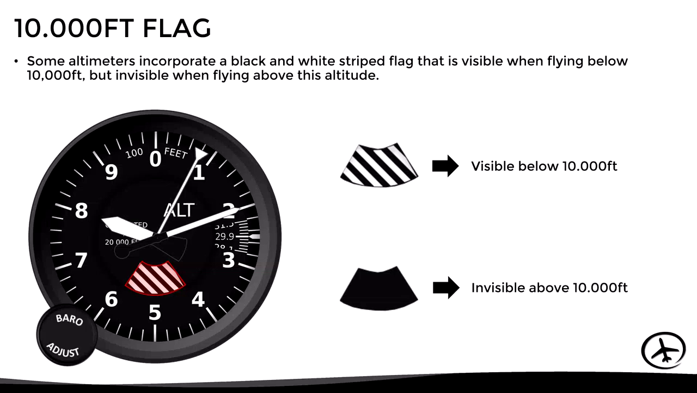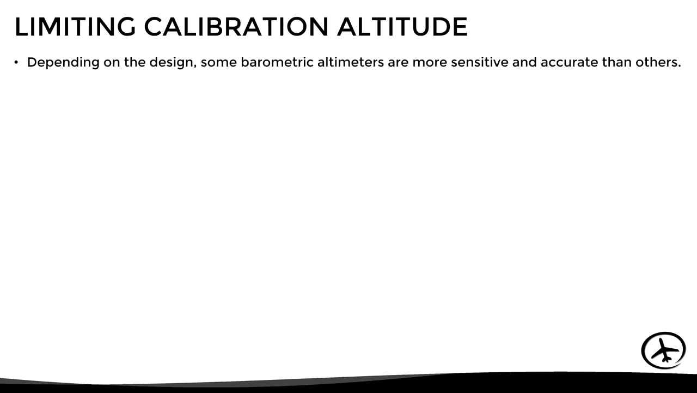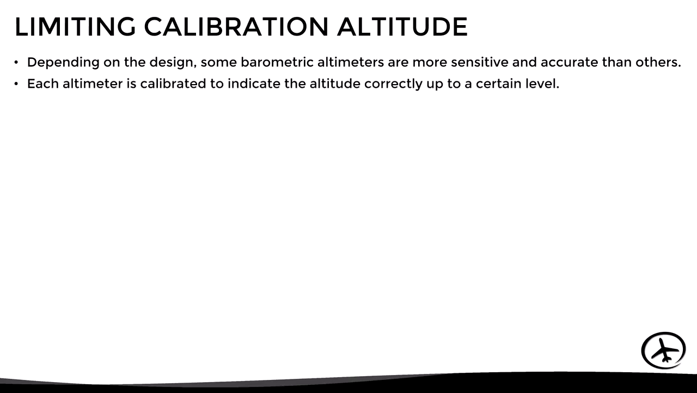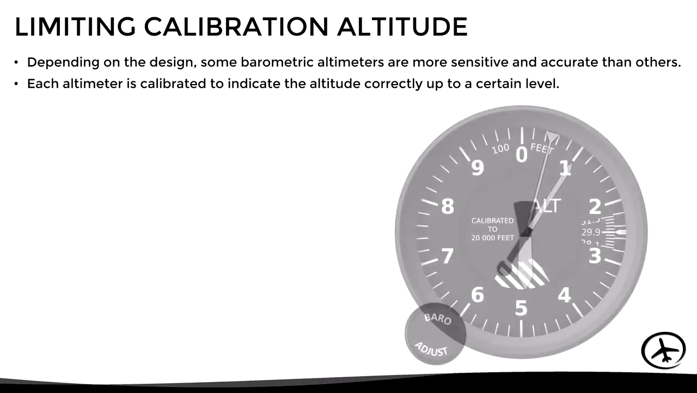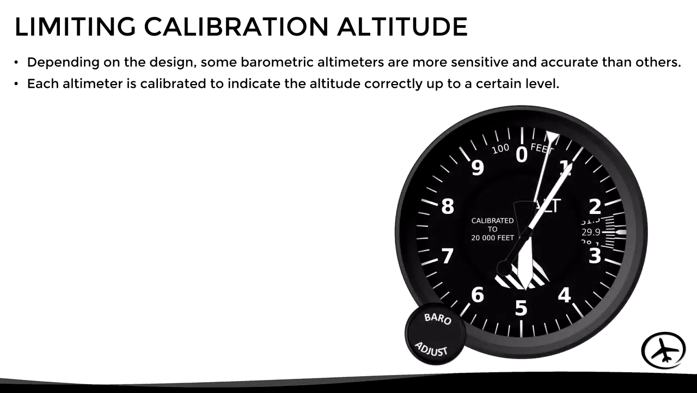The other thing to take into account is that each altimeter has a certain maximum calibration altitude. Since some barometric altimeters are more sensitive and accurate than others, each altimeter is certified to measure the altitude correctly up to a certain level. In this particular example, we can read in the dial that this altimeter is calibrated up to 20,000 feet. So if the aircraft climbs above 20,000 feet, the altitude reading may have significant errors.